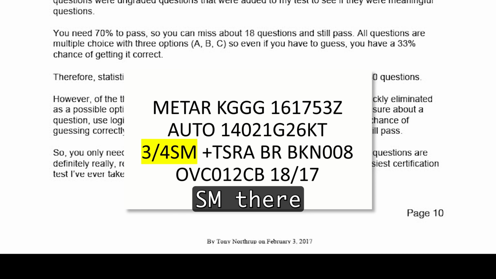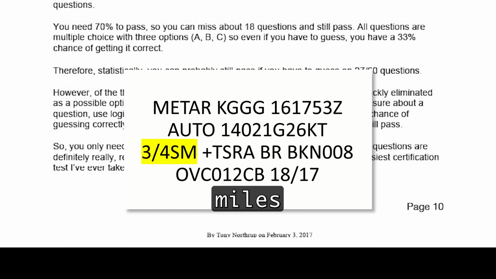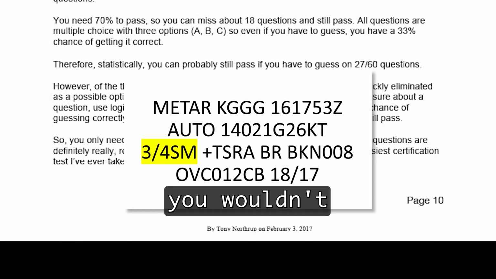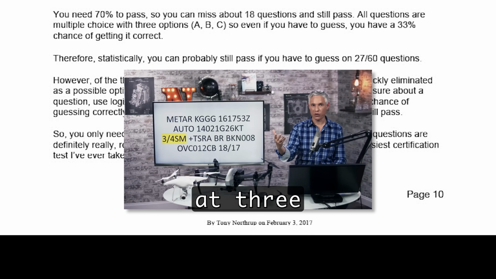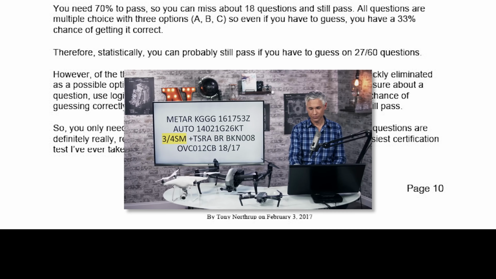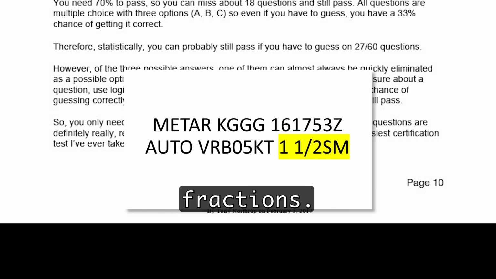If you see the SM there, that's indicating statute miles, the distance. And that is indicating your visibility, because you wouldn't measure wind speed in distance, right? You would measure visibility. So you can see 3/4 of a mile, like a fraction. I don't know why they don't write 0.75 or something, but for whatever reason, they decided to use fractions.